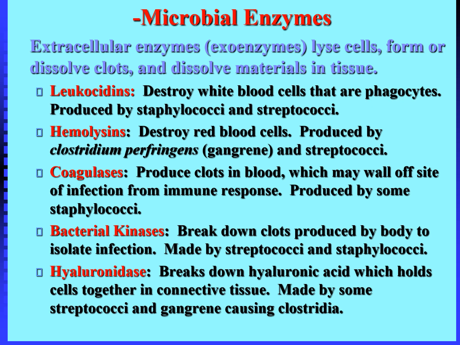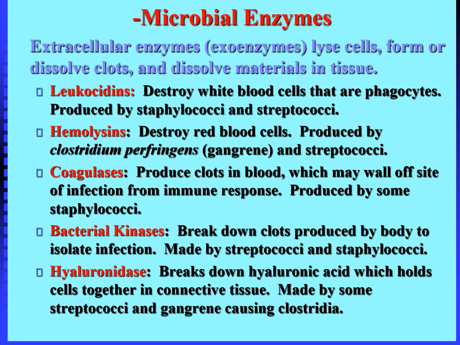Microbial enzymes, or extracellular enzymes, or exoenzymes, lyse cells, form or dissolve clots, and dissolve material in the tissue. What are the types of enzymes secreted by bacteria? Leucocidin, hemolysin, coagulase, bacterial kinase, hyaluronidase and others. Leucocidin destroys white blood cells that are phagocytes, produced by Staphylococci and Streptococci.